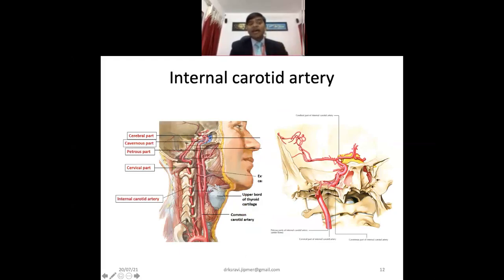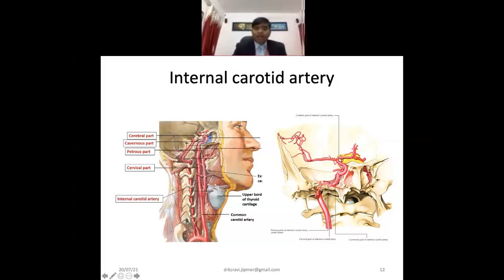Now we will see about the internal carotid artery. I said that the internal carotid artery is a branch from the common carotid artery, or we can say this common carotid artery divides into two, the external carotid artery and the internal carotid artery. Over here in this diagram, you can appreciate this is the common carotid artery, and there is a dilatation over here. This common carotid artery, at the upper border of the thyroid cartilage, divides into two. One is the external carotid artery, and the other is the internal carotid artery.